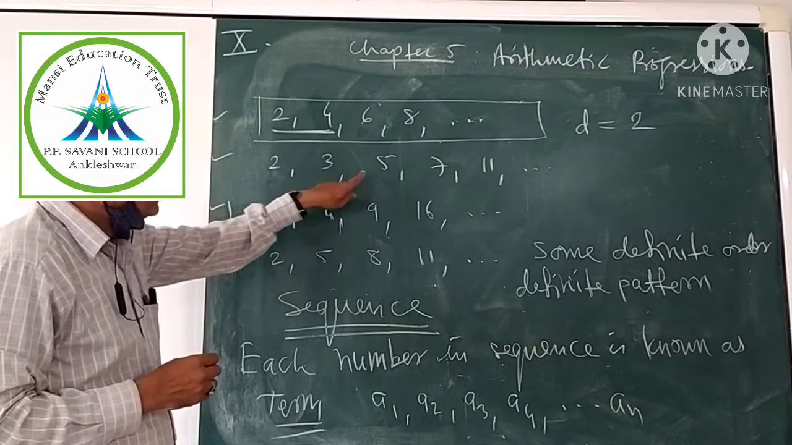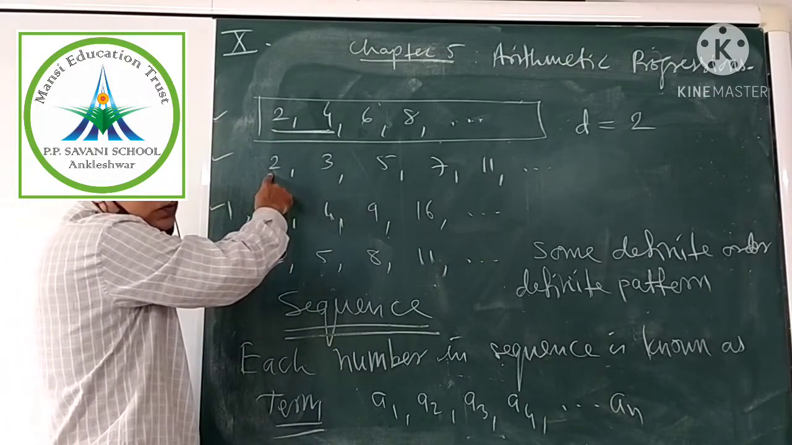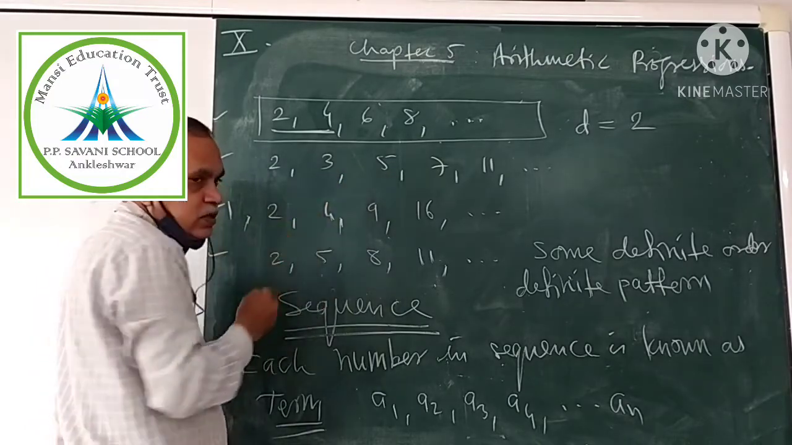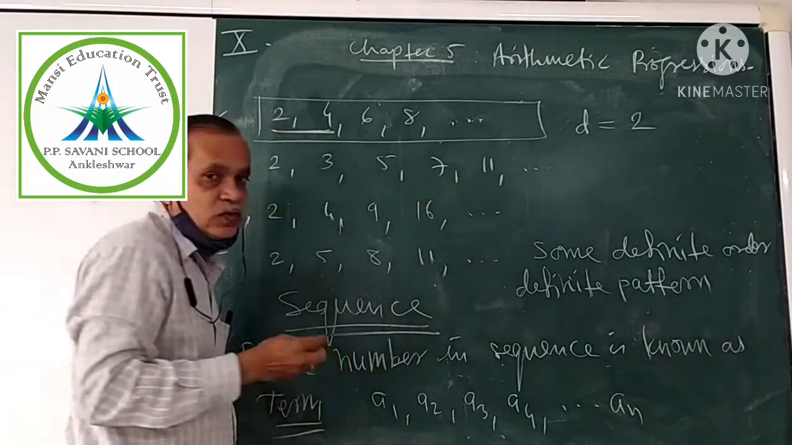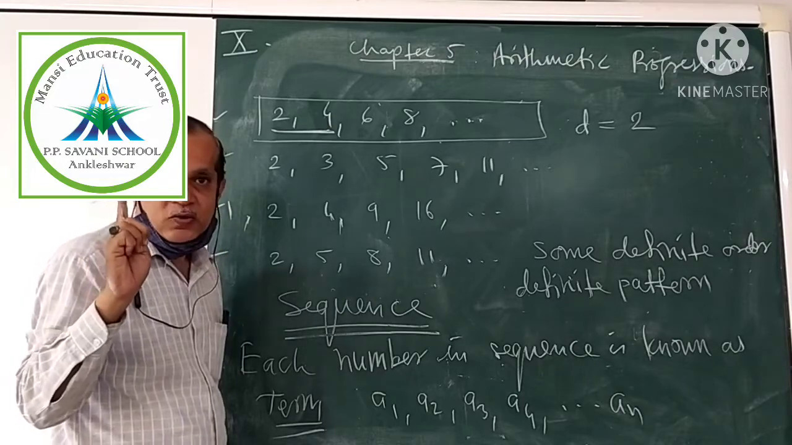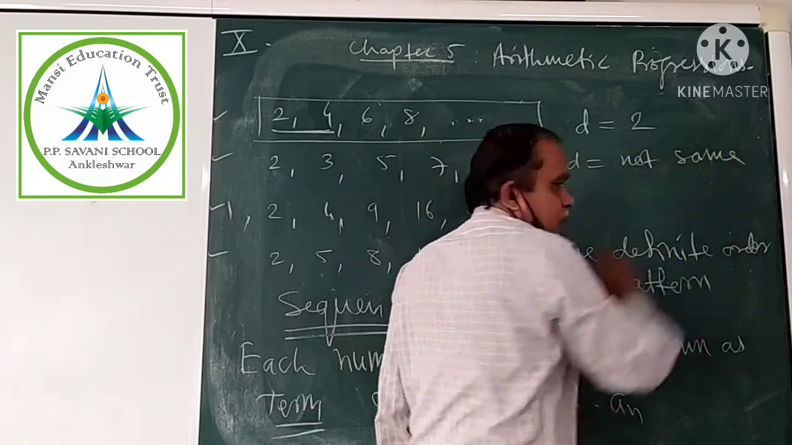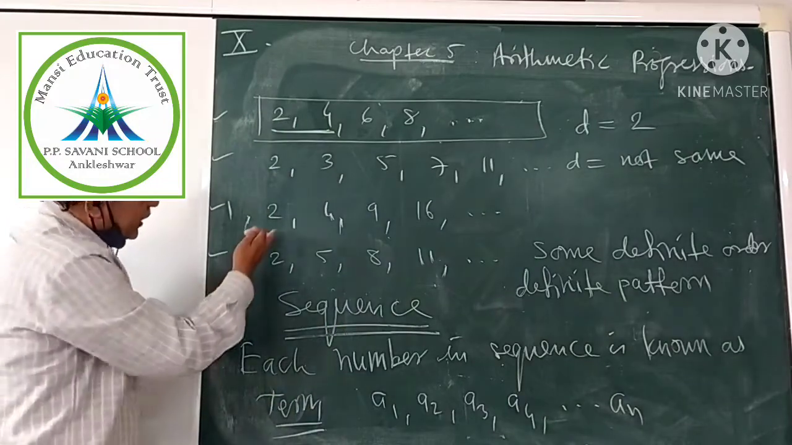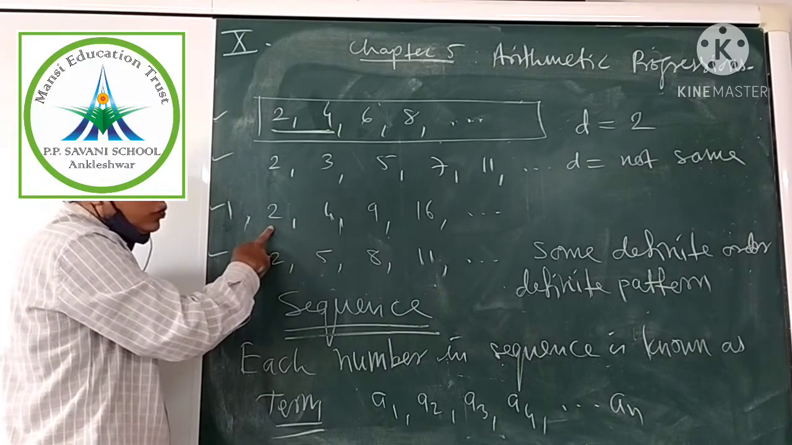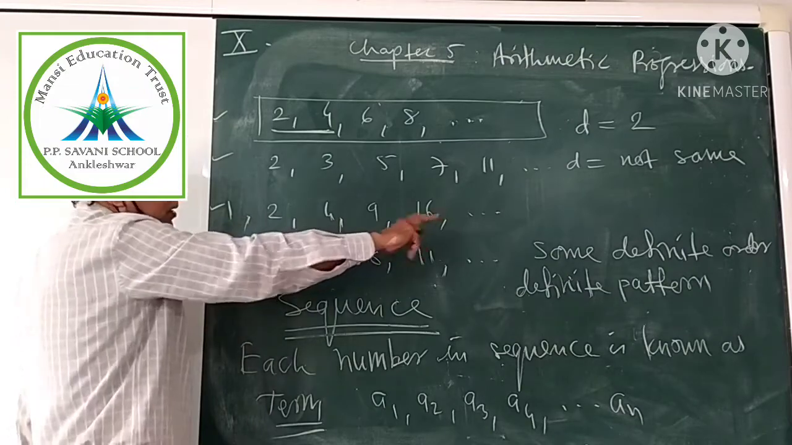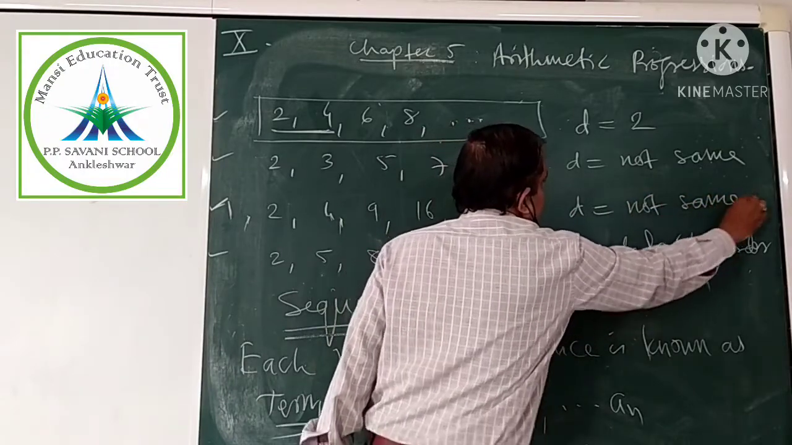Now again let us take 2, 3, 5, 7, 11. I am finding the difference. 3 minus 2, 1. 5 minus 3, 2. 7 minus 5, 2. 11 minus 7, 4. So here the difference is not constant. We can write, difference is not same. Now let us take perfect squares: 2 minus 1... 4 minus 1, 3. 9 minus 4, 5. Again, in this sequence, difference is not same.